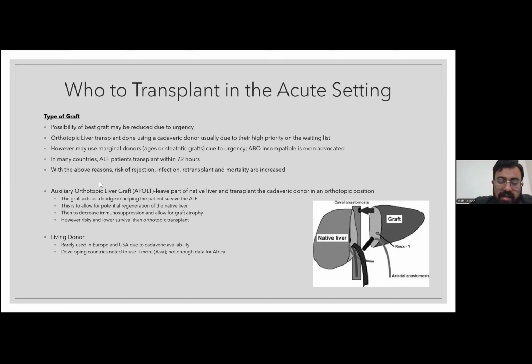Living donors are not really used so much in the first world setting because they have quite extensive access to cadaveric transplants. But in our developing countries, it is used a lot more. However, not enough data has come out from Africa to back this.